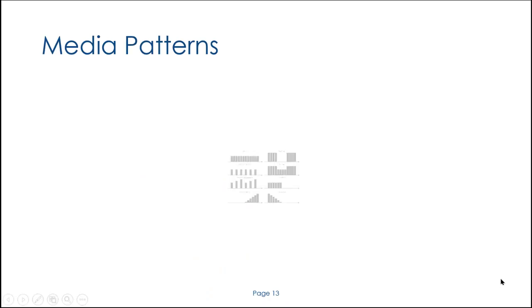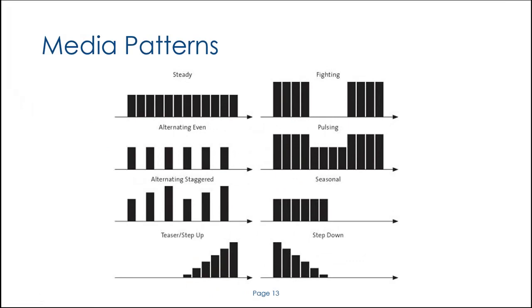Here's a reminder and a replay of a diagram I showed you in a previous briefing, which is the sorts of media patterns you can use when you're setting out a campaign. And if you think, for example, of advertising, this is the different ways you could structure advertising. It's steady, there's fighting, there's alternative even, pulsing, staggered, and so on.